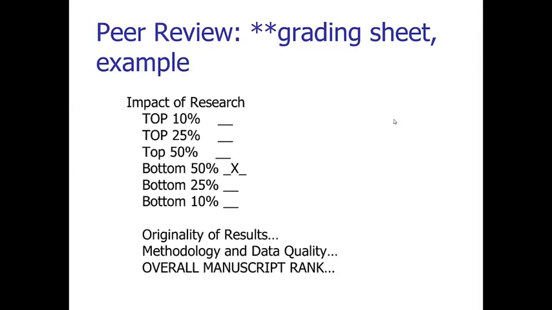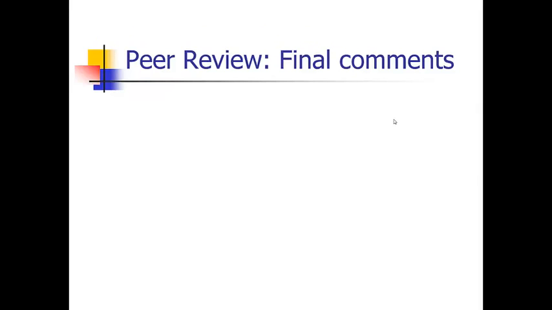And usually you're asked to give some kind of overall manuscript rank, and that's likely to correspond. If you give it a high rank, you're probably saying it should be accepted. If you give it a low rank, you're probably saying it should be rejected, or at least rejected with the opportunity to revise. So that's the basic process of doing a peer review.